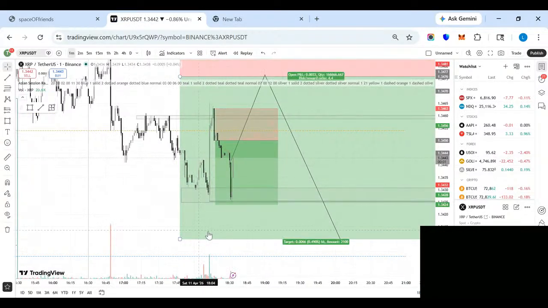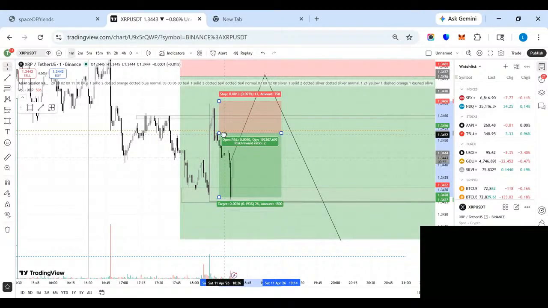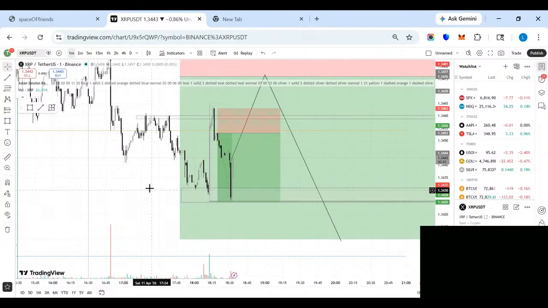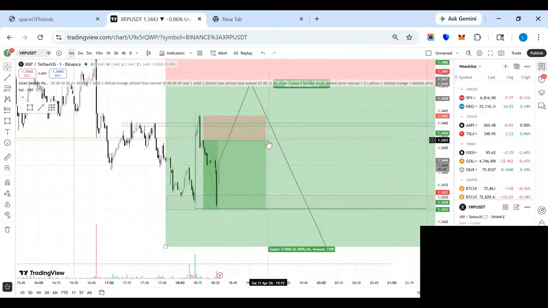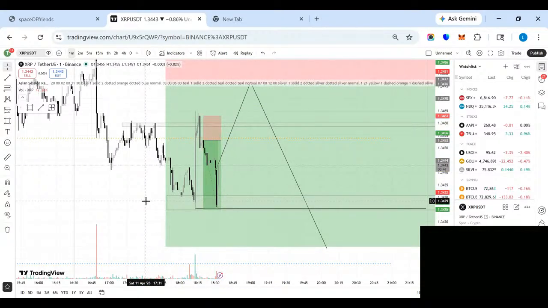See, steep climb. Personally, my entry would have been here because I always enter on the FVG and keep my stop loss here. Sometimes I enter directly, but most of the time that is my entry. According to that, 2.8 is the risk to reward, which is pretty nice.